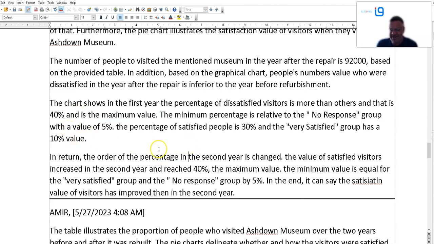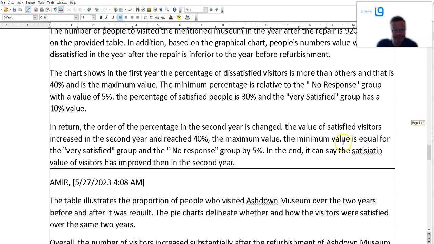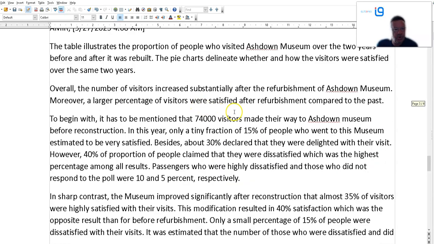A value of 10%. Satisfied. So that needs some work also.